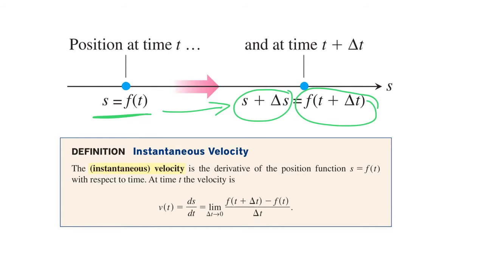So to find the object's velocity at the exact instant t, we take the limit of the average velocity over the interval from t to t plus delta t, as delta t shrinks to 0. And that should look familiar. It's our derivative again. And again, usually we call this just plain velocity when we mean instantaneous velocity, so don't forget that that is implied.